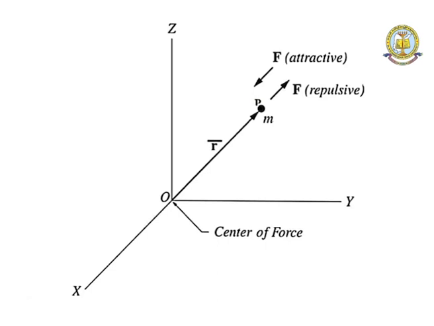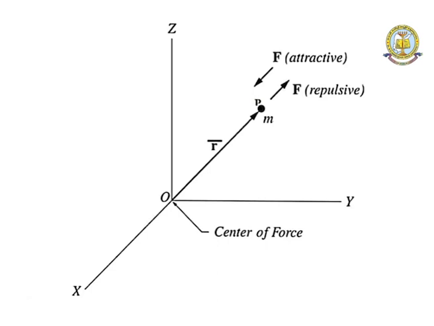This is the position vector r bar, OP equal to r. P is the particle, and O is the center of the force. The force can be attractive or repulsive. For one particle the force is attractive, and for another particle it is repulsive. So this is the central force, and it always acts towards or away from this fixed point.